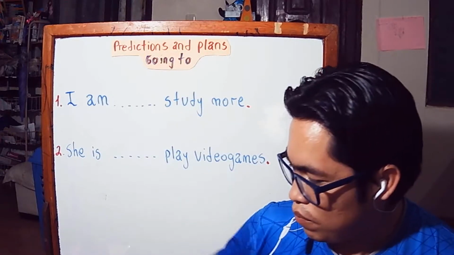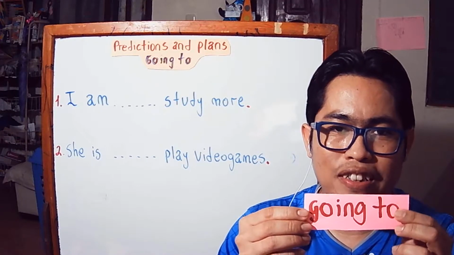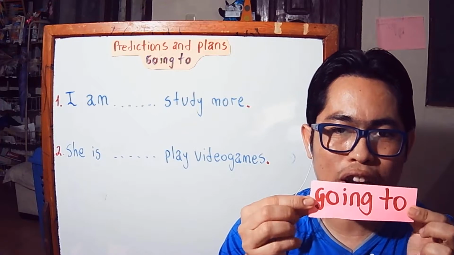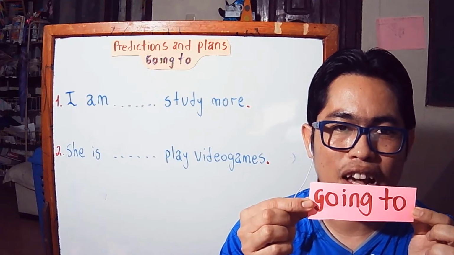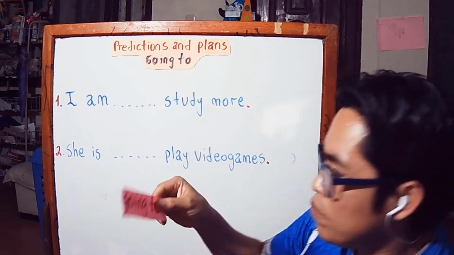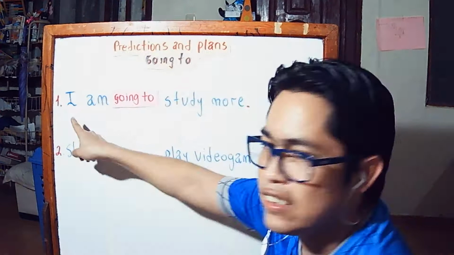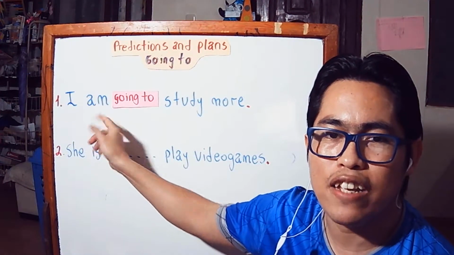Okay? Let's see. Example number one. I am going to study more. We use going to when we want to make predictions and plans about the future. Okay? I will stick it here.